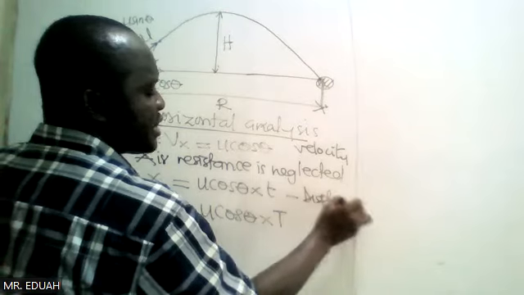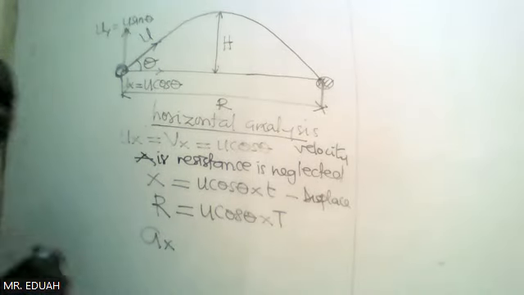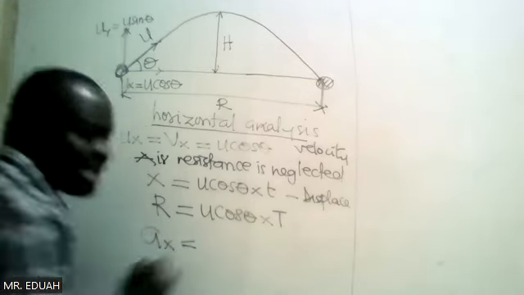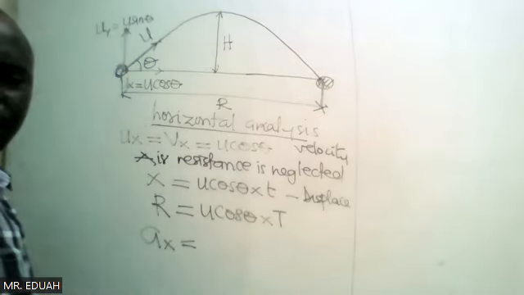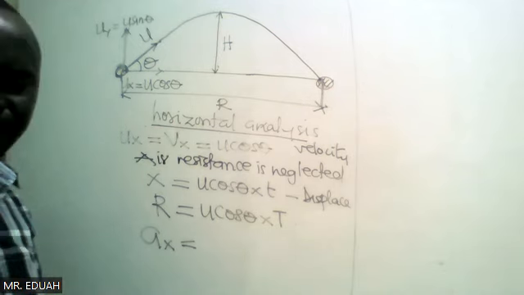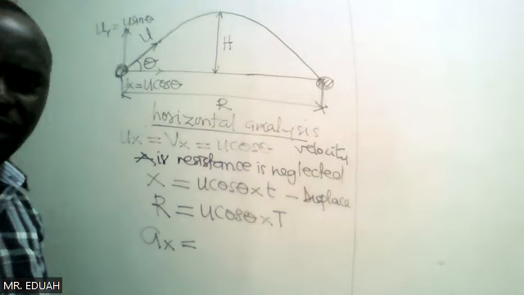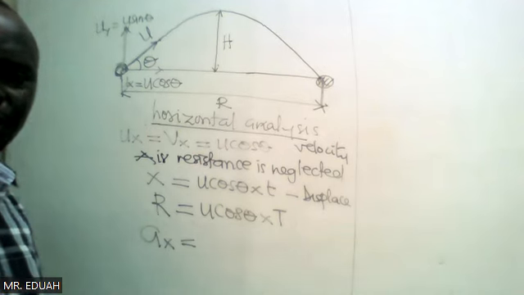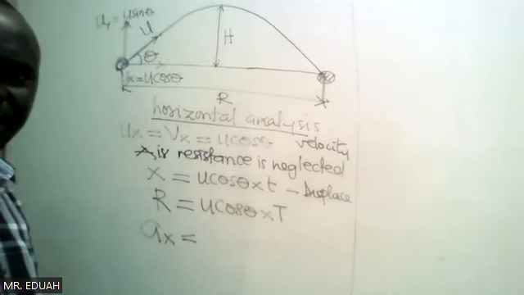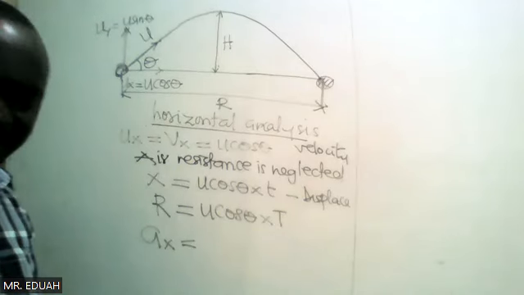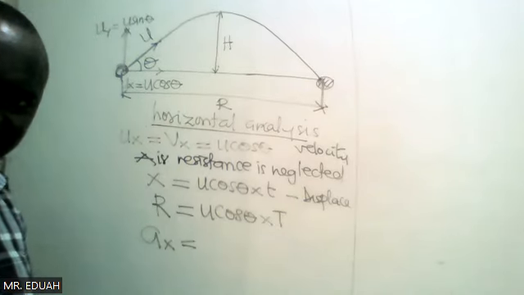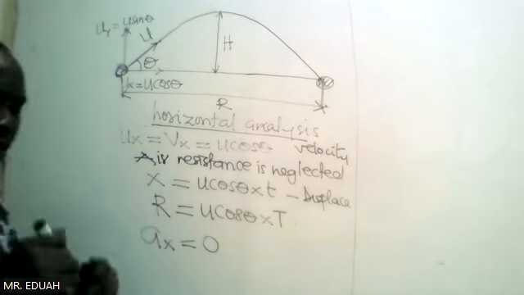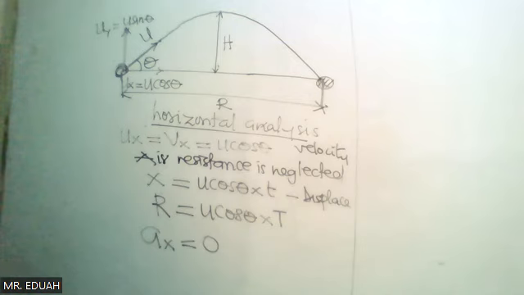Now, what is the acceleration of the body along the x-axis, or horizontally? What do we say about the acceleration of this body along the x-axis? Quick one. What's the acceleration of the body along the x-axis? Zero. Why? Because when there is constant velocity, acceleration is zero. Thank you.